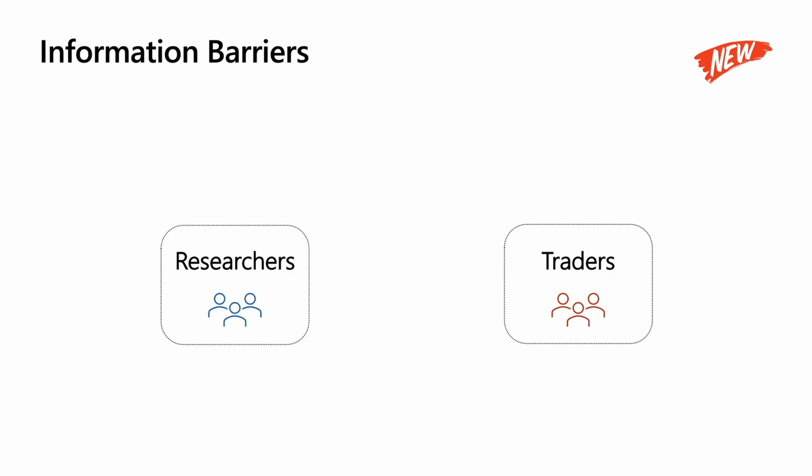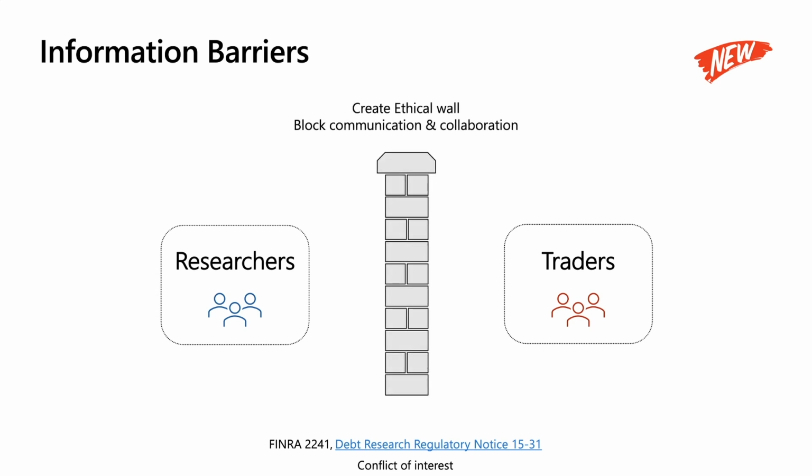A potential leak of a research report from researchers to traders could lead to a conflict of interest within Contoso. FINRA, the Financial Industry Regulatory Authority in the US, has enforced regulation around conflict of interest. This regulation requires Contoso to create an ethical wall, or an information barrier, to block any sort of communication or collaboration between such departments.